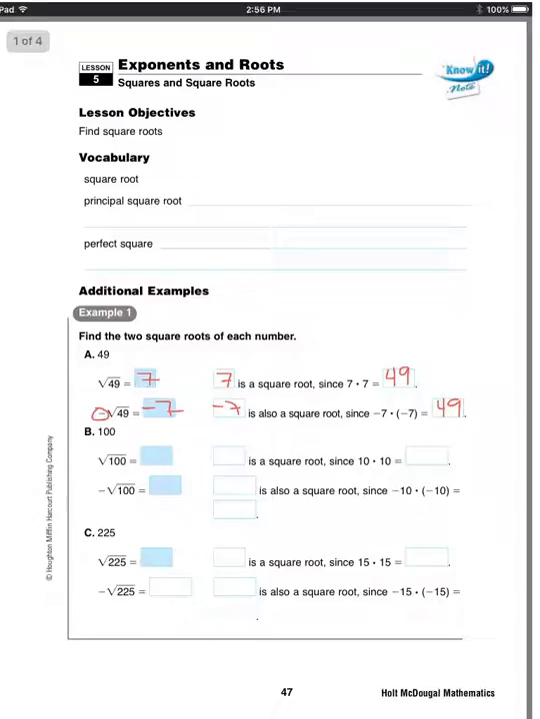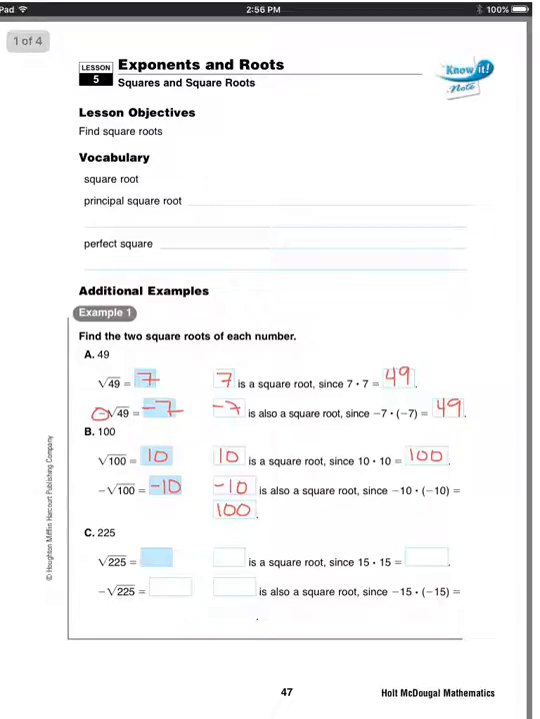So the square root of 100, what times itself equals 100? Well, 10. 10 times 10 equals 100, so 10 is a square root. Then we put the negative outside the square root sign, bring it over, and then the square root of 100 is 10. So, because negative 10 times negative 10 equals positive 100, negative 10 is also a square root.